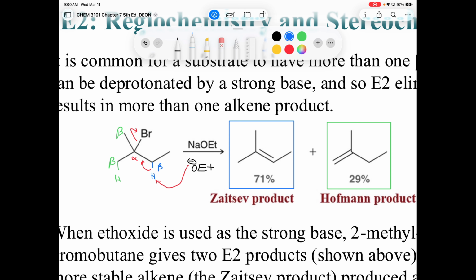Can I ask you guys, between the Zaitsev and the Hofmann, which one of these is more stable? The Zaitsev, right? It's a tri-substituted alkene, whereas the Hofmann is a di-substituted. So we'll put here, Zaitsev is more substituted, therefore more stable. And if you want to write next to the Hofmann, it's less substituted, ergo less stable. That's totally fine.